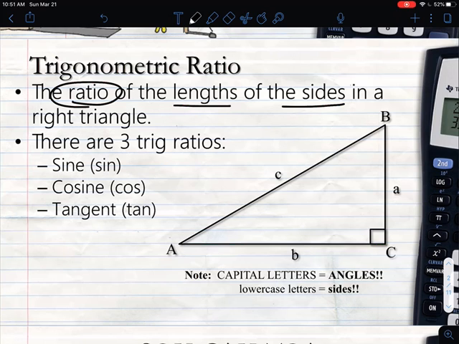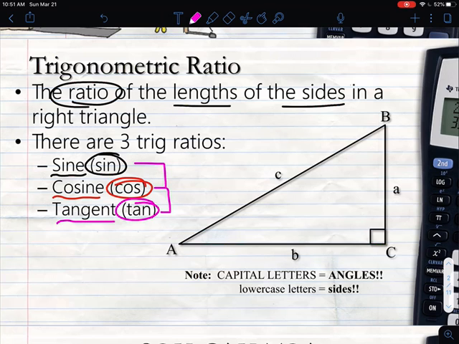And so in a right triangle, when we talk about our trig ratios, we're talking about sine right here, and we're going to abbreviate that with SIN. We've got cosine right here, which we abbreviate with COS, and we have tangent, which we abbreviate with TAN. And so these three abbreviations are all found on your calculator. That's what we're going to be using for the most part with these types of problems, plugging things into the calculator using our sine, cosine, and tangent buttons. And we'll get to that as we go through the different types of problems.